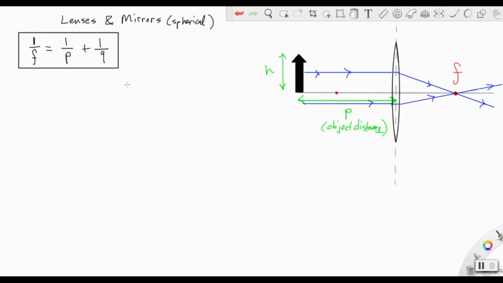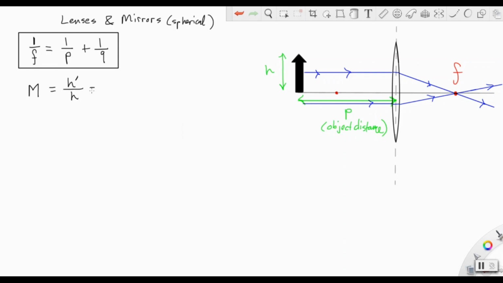Our second equation is really technically two equations, but I like that one of them is just a definition, so I like to write it as one equation, okay? It is the magnification equation. The magnification of the image is defined as the height of the image, which I'll give as h prime, divided by the height of the object. Okay, and if it's negative, then that means it's upside down, and if it's positive, that means it's right side up.